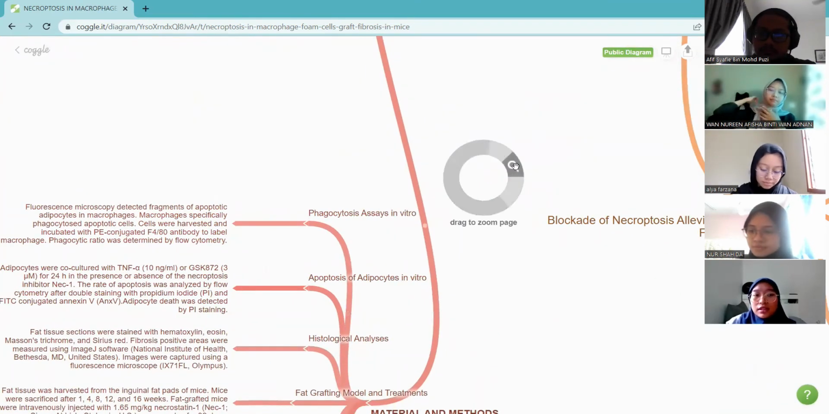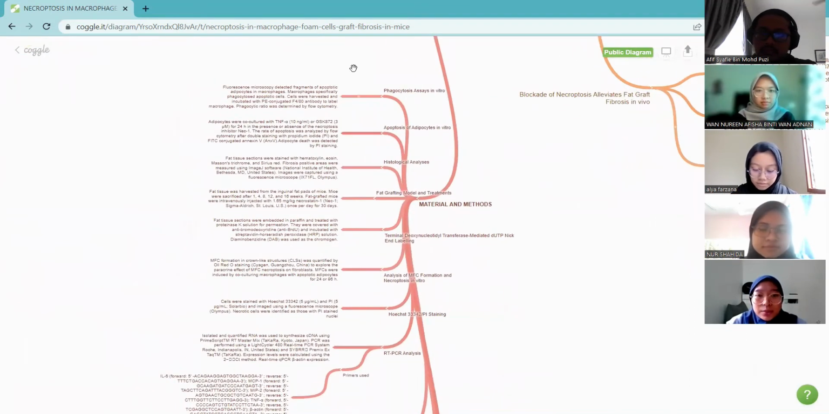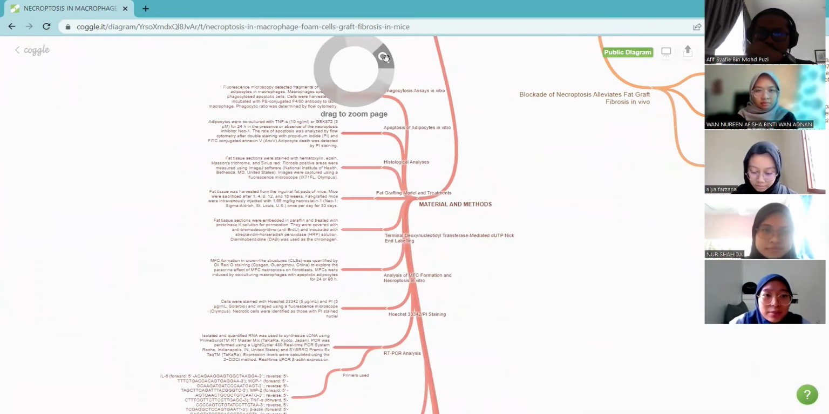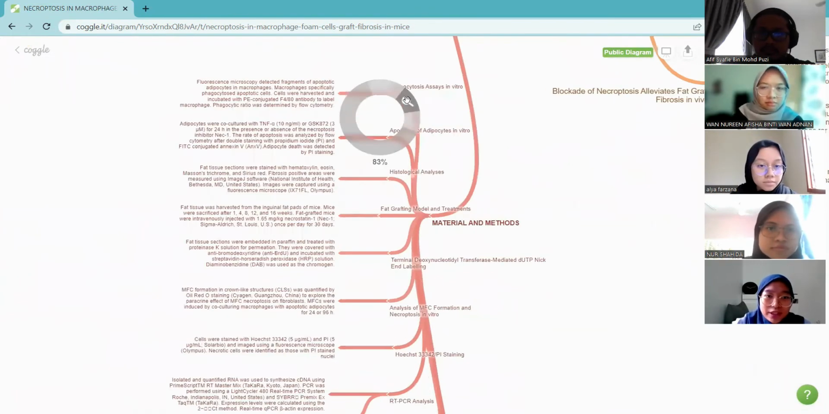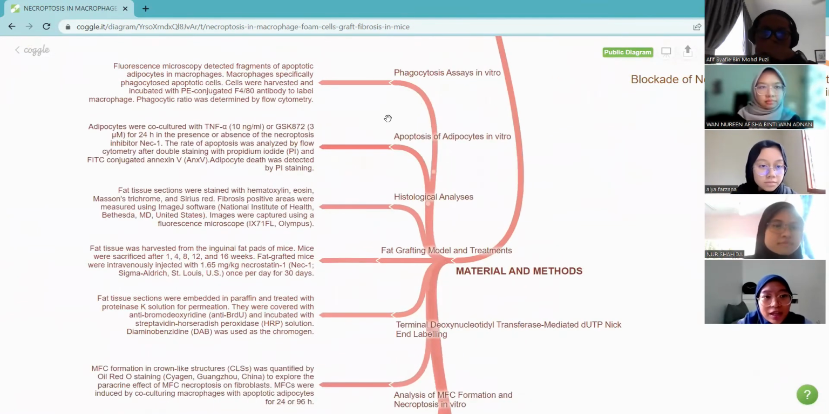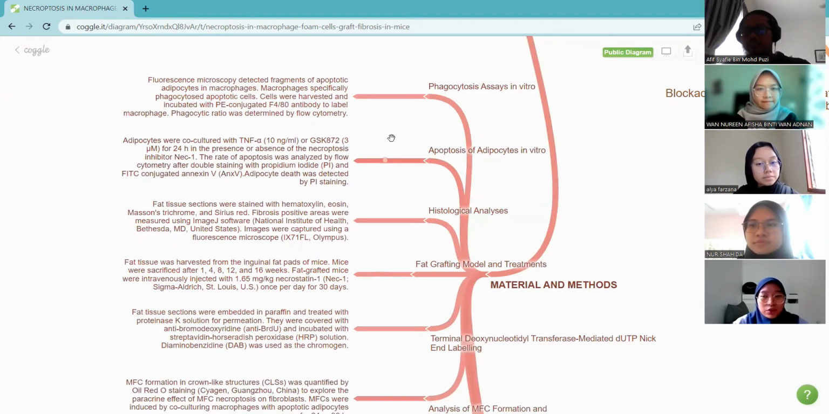Okay, in this research, there are 12 methods. First is phagocytosis assays in vitro. Fluorescence microscopy detected fragments of apoptotic adipocytes in macrophages. Macrophages specifically phagocytose apoptotic cells. Cells were harvested and incubated with PE-conjugated F4/80 antibody to label macrophages, and the phagocytic ratio was determined by flow cytometry.